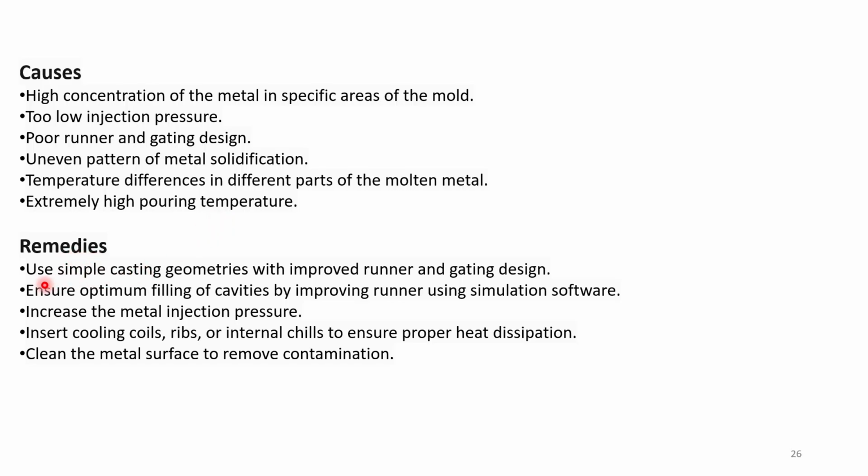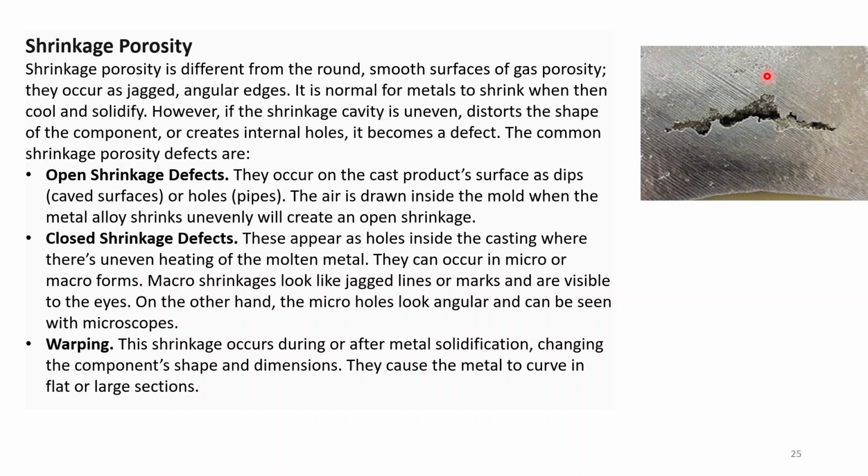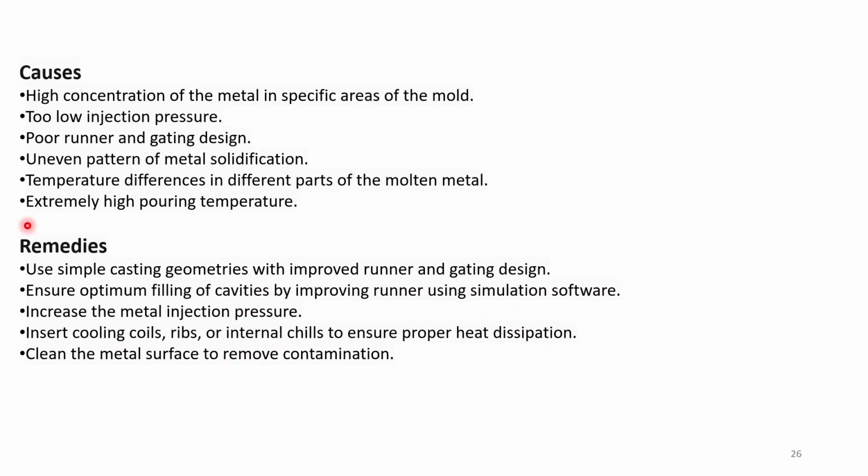Now remedies. So use of simple casting geometries with improved runner and gating design. So you can cast your casting in very simple geometry, and then afterwards you can provide some machining to it to get the final tolerances. So it may reduce the problem of such shrinkage defects.